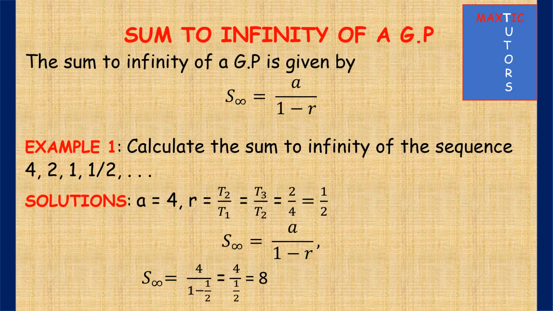Let's go to the last slide now. The last slide is on sum to infinity of a GP. And the formula is given by sum to infinity is equal to A over 1 minus R. And from this question, A is equal to 4. And common ratio is 2 over 4, which is 1 over 2. And when you substitute in the formula, the sum to infinity will give you 8. And so with this, we come to the end of the class.